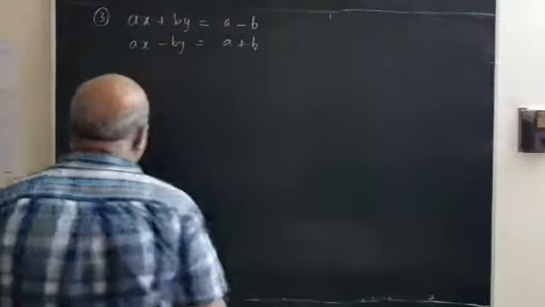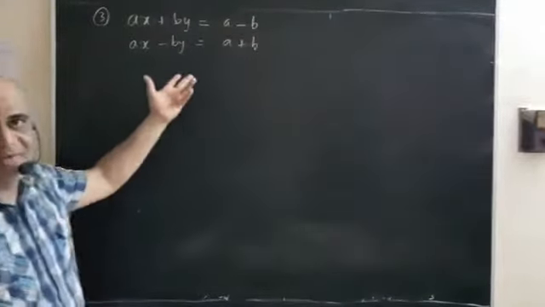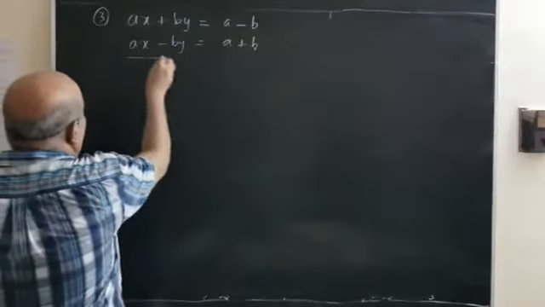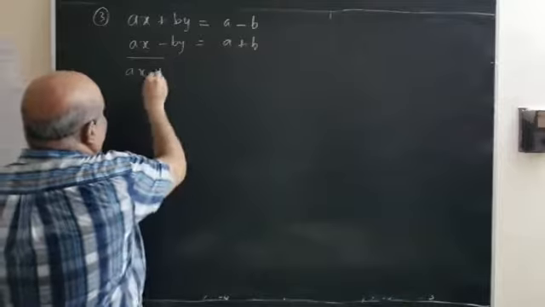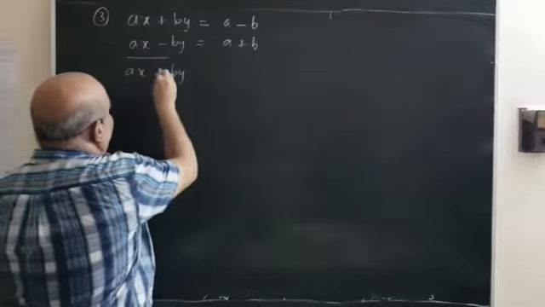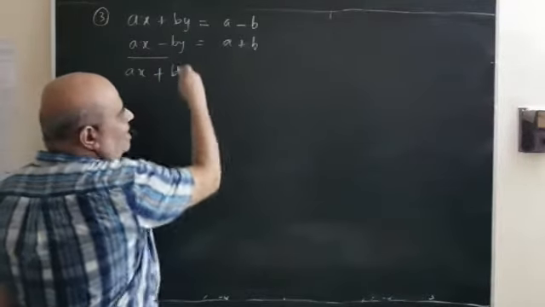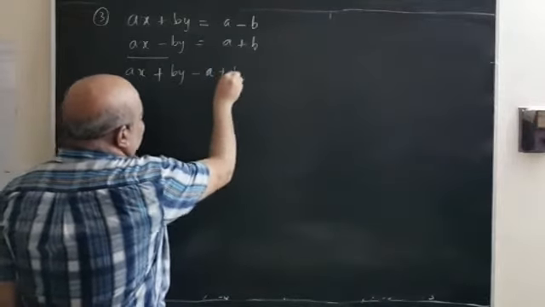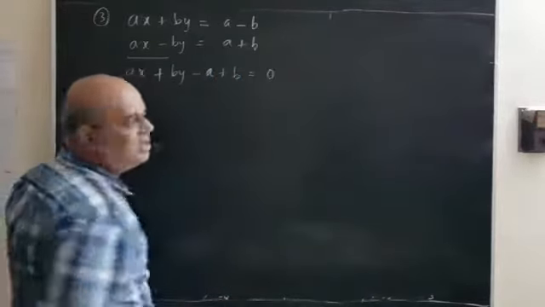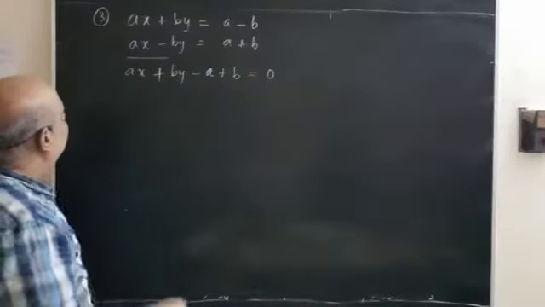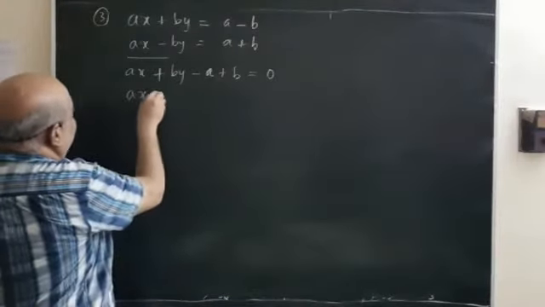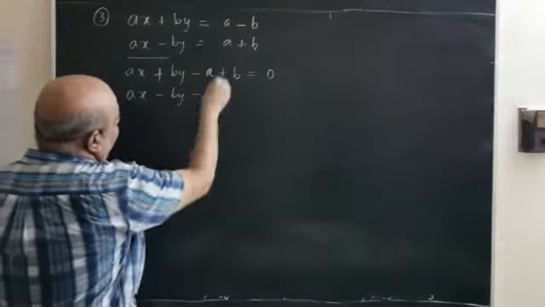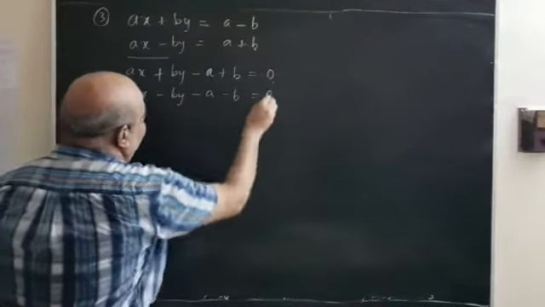The first thing is, as usual, I have to convert this to the standard form. So I write the first equation as ax plus by, and I bring a minus b here, so that plus a will become minus a and the minus b will become plus b. So that is my first equation. The second equation will be ax minus by minus a minus b is equal to 0.